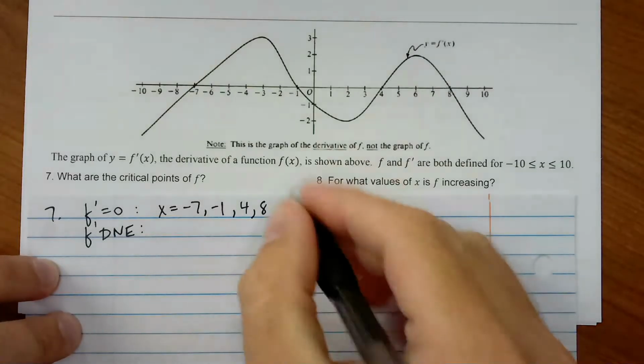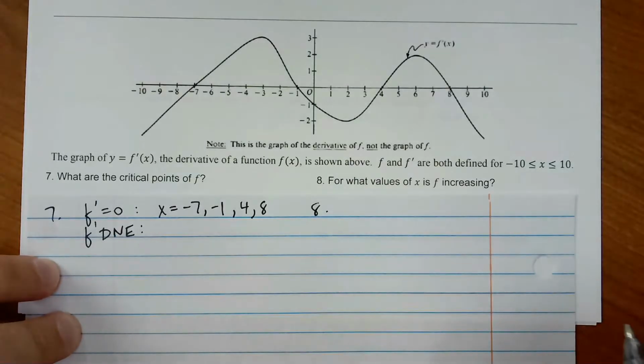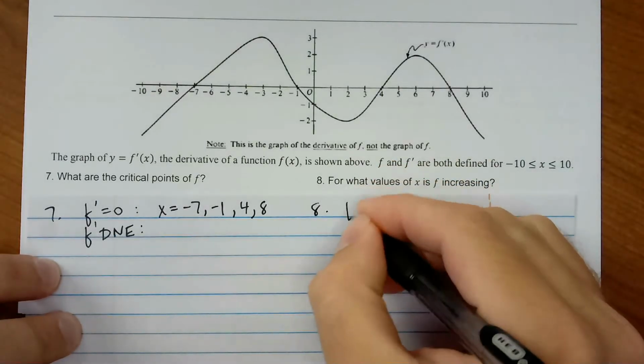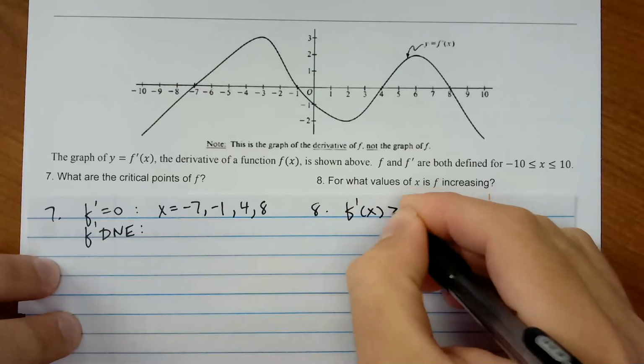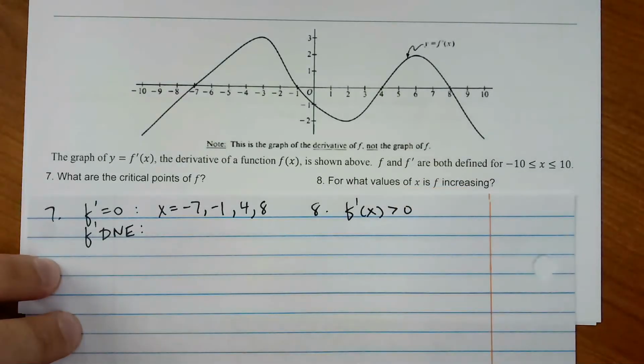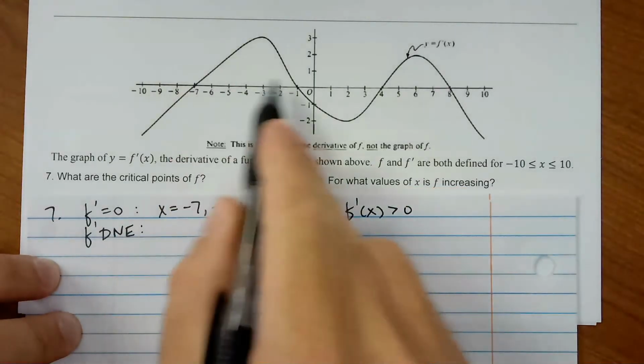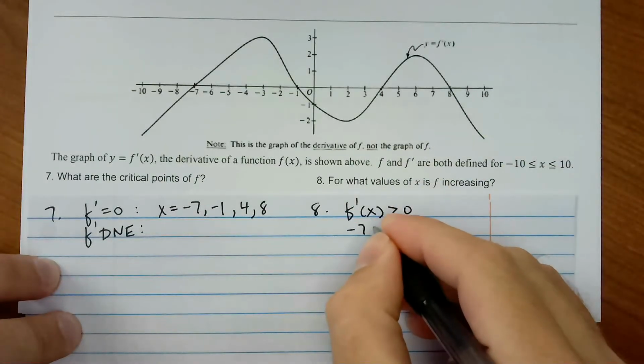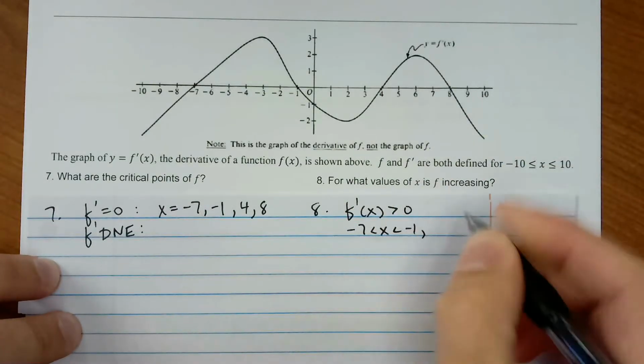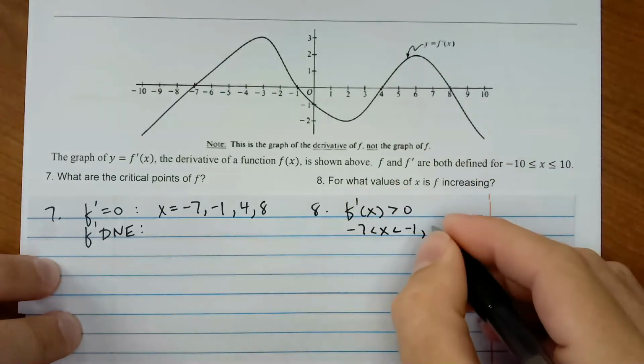so then f doesn't have any places where it's not differentiable. Okay, for 8, where is f increasing? Well, that's when f prime of x is greater than, or you could do greater than or equal to 0, and that would be from negative 7 to negative 1. And also from 4 to 8.